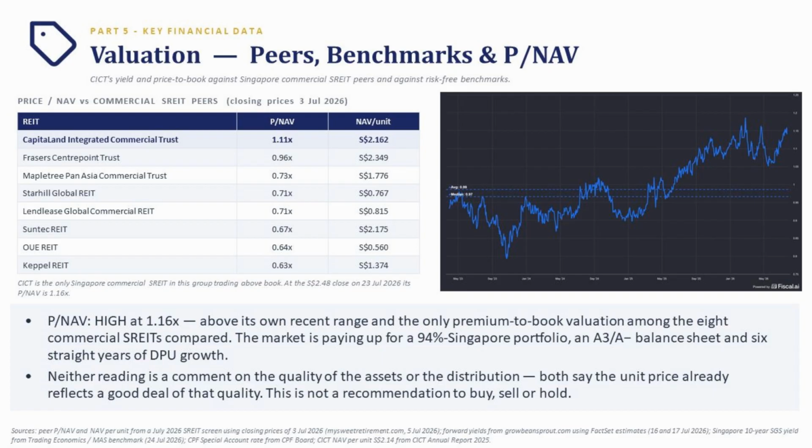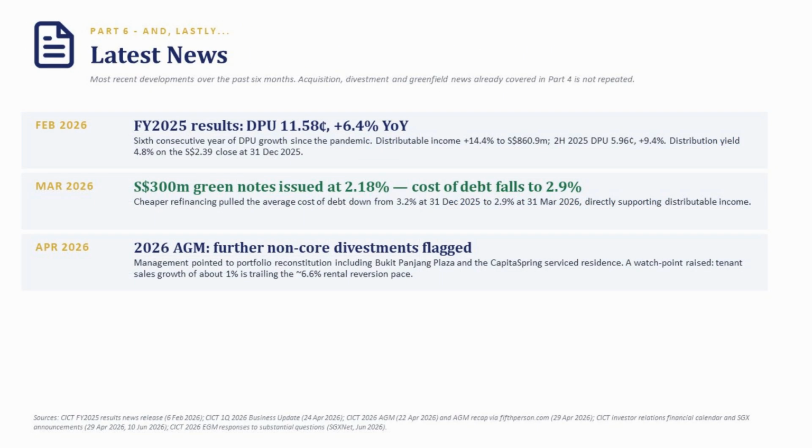But we really must analyze the extent of that divergence. There is a massive discrepancy between a 1.16x premium and a sector average where numerous peers are trading at deep discounts in the 0.60x to 0.70x range. There's a wide gap. Moving to the next slide, we now transition to the latest news and corporate actions recorded between February and April of 2026.